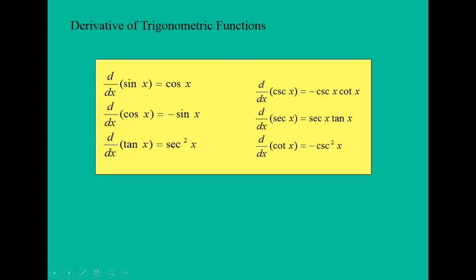We went through and found the derivative of sine, cosine, and tangent. You could do the same thing with cosecant, secant, and cotangent. But here are the derivatives of all 6 of our trigonometric functions.